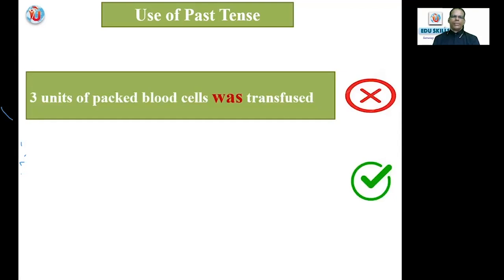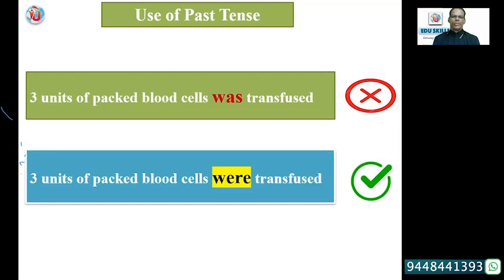Use of past tense. 3 units of packed blood cells was transfused. This is a long-lasting discussion in many platforms, and there are strong views taught. Though packed blood cells is singular, when you add 3 units, it's plural. That's why this cannot be was. 3 units of packed blood cells were transfused is the right expression.